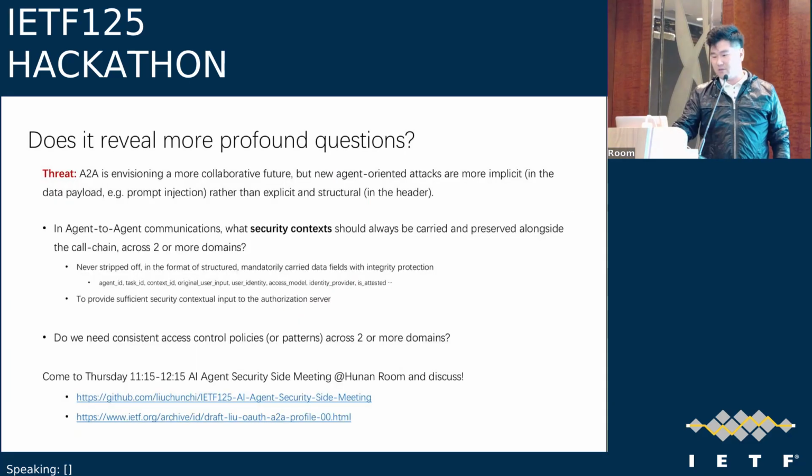All right. And eventually, I think this reveals a more profound question, because A2A is envisioning a more collaborative future, but actually poses more security exposure on your internal resources. And the attack is becoming more implicit, because traditionally we do contextual, header-based threat detection, but now the attack is more inside of the payload, inside of the prompt. So I think we need to consider all these different questions, and we arranged a Thursday 11 to 12 AI agent security side meeting at Hunan, the small room, to discuss. Thanks.